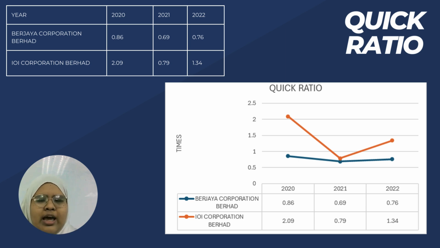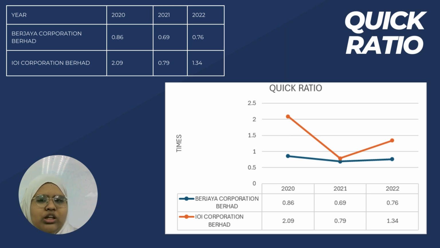As we see in the graph, IOI Corporation Berhad's quick ratio is inconsistent. The ratio performed well in 2020 with 2.09 times but declined in 2021 to 0.79 times, indicating that IOI Corporation will not have enough assets to cover its current liabilities. However, in 2022, there was a good improvement for IOI Corporation Berhad, as the ratio increased to 1.34 times, indicating that IOI Corporation has grown. Next is Berjaya Corporation Berhad.